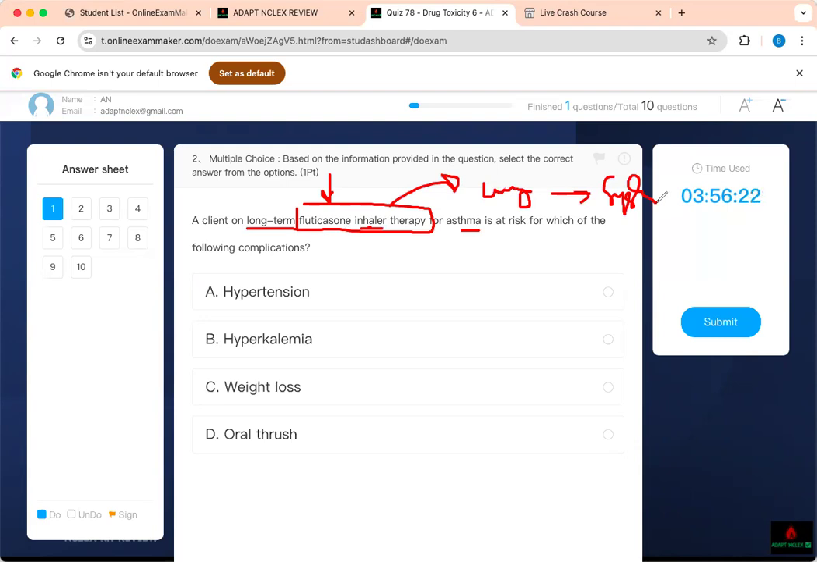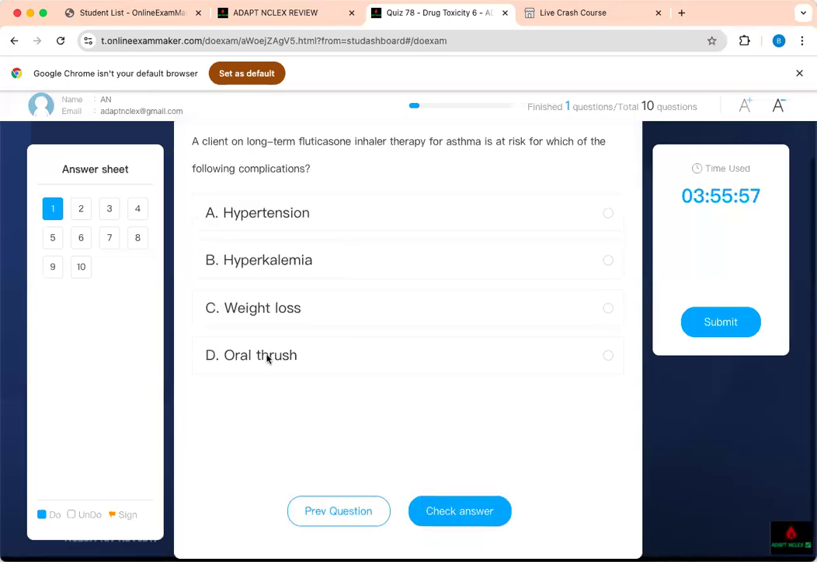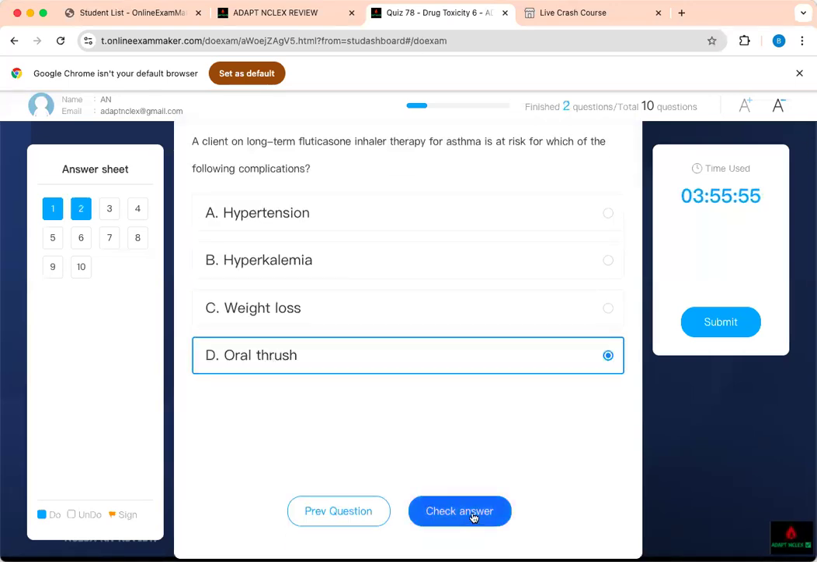Therefore, based on that, systemic steroid causes hypertension, but this is not going to your system. Systemic steroid will cause hypokalemia, so this is wrong. Systemic steroid will cause weight gain. This is the test-taking strategy. Keyword, just based on systemic steroid, you're supposed to pick oral thrush because of the candidiasis in your mouth. So that's the one.